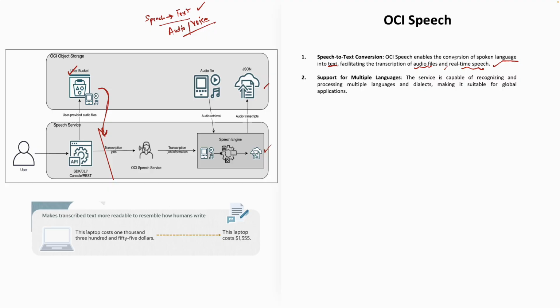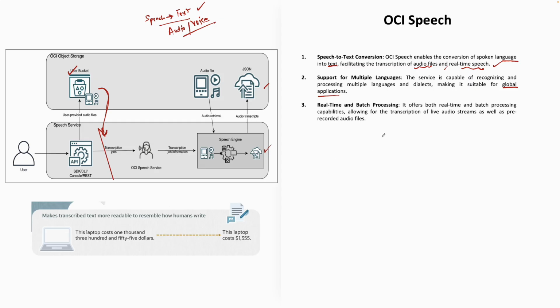The good news is that it supports multiple languages. As I've been saying with a lot of OCI AI services, it's not only English, but English, French, German, and lots of other languages as well. So it is capable of recognizing and processing multiple languages. And the good thing is that it makes it suitable for global applications. Oracle understands that not everybody is fluent in English, so it has to cater to multiple languages.